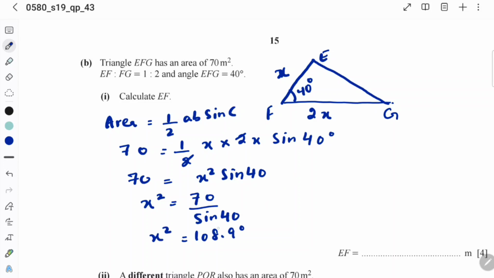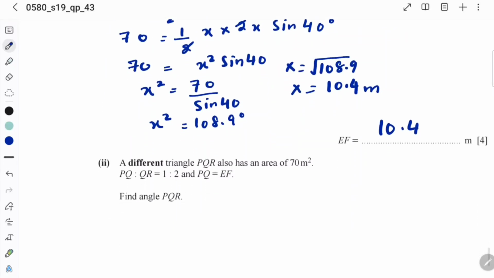So x will be equal to the square root of 108.9. Whenever you do it, you will get the answer, which is, let me just check, yes, 10.4 meters. So they just ask us to calculate EF. EF is x. We have found this is 10.4 meters.